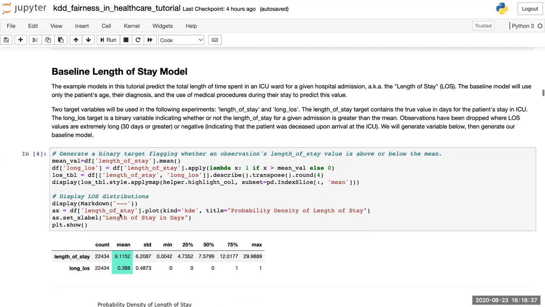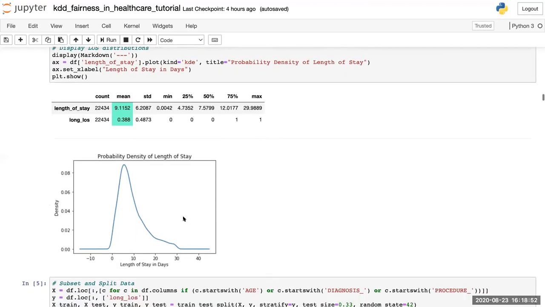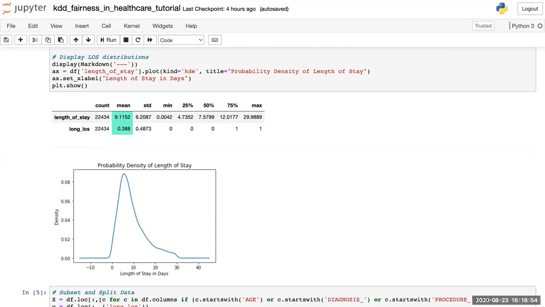Moving on, we'll start with a baseline length of stay model. To be specific, by length of stay, I mean the amount of time spent in an intensive care ward for a given admission at the Beth Israel Deaconess Hospital. As you can see highlighted in the aquamarine cells, the mean length of stay for the data set as we formatted is about 9 days.